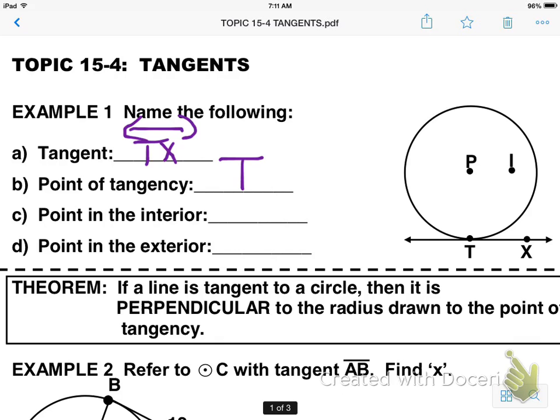Points on the interior can't be on the edge, so the points of interior for this example are point P and point I. And then points in the exterior, it can't be point T because it's touching the circle, so the only point in the exterior for this example is point X.